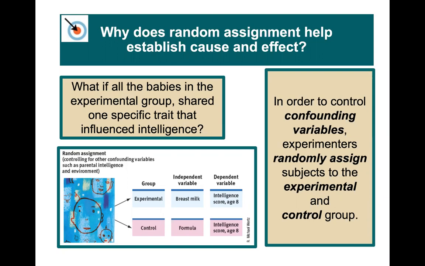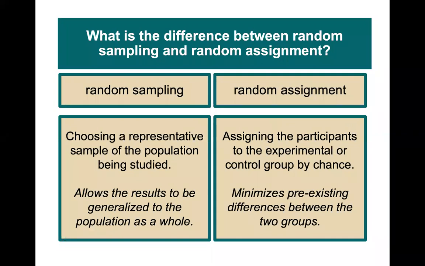So what's the difference between random sampling and random assignment? Well, random sampling is choosing a representative sample of the population being studied. It allows the results to be generalized to the population as a whole. Whereas random assignment in an experiment is assigning the participants to either their experimental or control group by chance. So again, you have to use some sort of method to assign people or individuals to different groups. It has to be like a table of random numbers or a statistical program or even flipping a coin that you use to assign individuals to experimental or control groups.